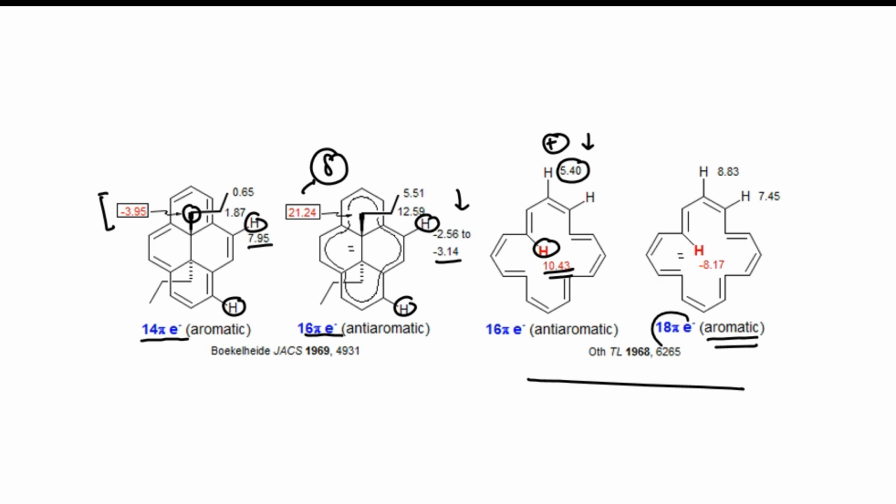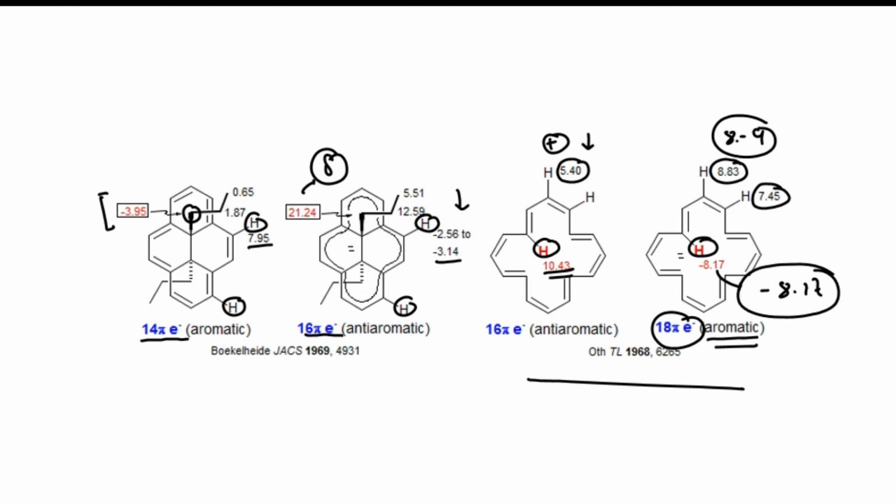Now we can see that the peripheral hydrogen for the aromatic compounds is high, in the 8.8 to 9 zone actually. But the internal hydrogen is very much negative, which is minus 8.17, again due to its position in the shielded zone, so the value is negative. So this correctly supports the theoretical explanation.